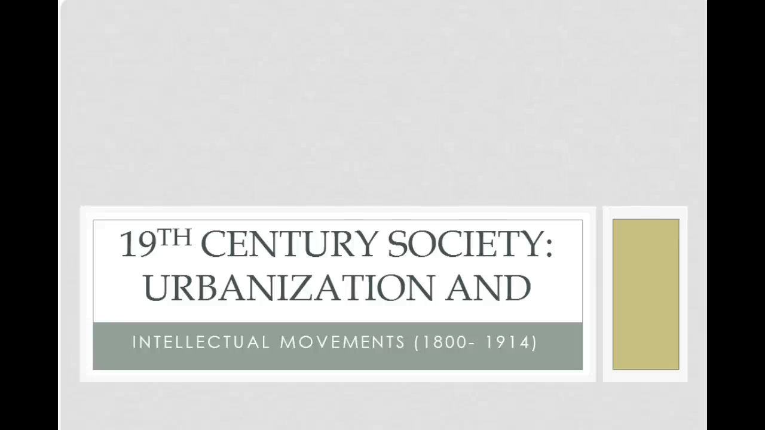Unit 6.2, the 19th Century Society, Urbanization and Intellectual Movements is kind of where we're at. This is going to take us from 1800 to 1914. Guys, we are getting really close to modern times, and we're going to be up to World War I by next week. So we're at a very nice pace. We've built a good foundation. Things should go smoothly here.